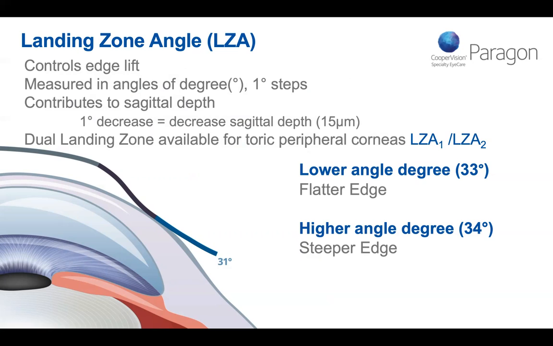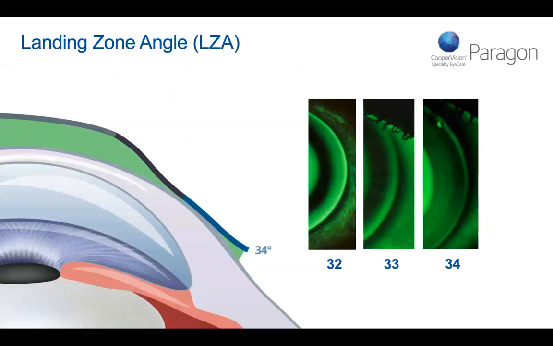So a 1-degree decrease in the angle is going to decrease the sagittal depth by 15 microns. We can also have dual landing zone angles for toric peripheral corneas such as limbus to limbus astigmatism. So the ideal LZA is one in which there is about 1 to 2 millimeters of fluorescein underneath the edge of the lens. For our purposes today, this is the landing zone angle of 33.